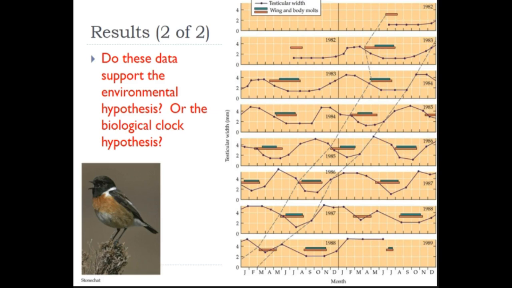So they will alternate pretty dramatically over the course of a year. So again, what they've done in this case, we can measure those three factors. We can measure when they molt, we can measure when they have surges in testicular width, and then when they recede. And then in this case, they also removed all environmental cues from these animals. So the question up here I think should be straightforward. Do these data support the environmental hypothesis or the biological clock hypothesis? Again, these animals have no environmental cues. So what do you think?